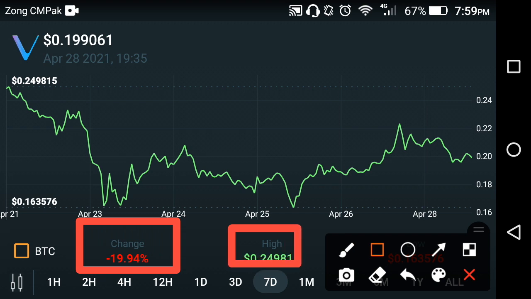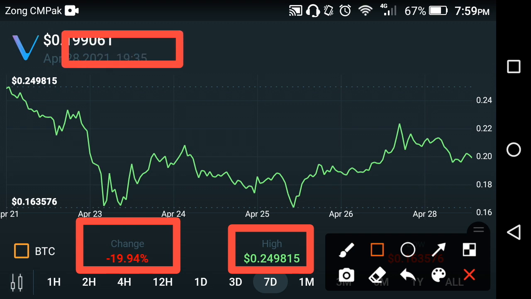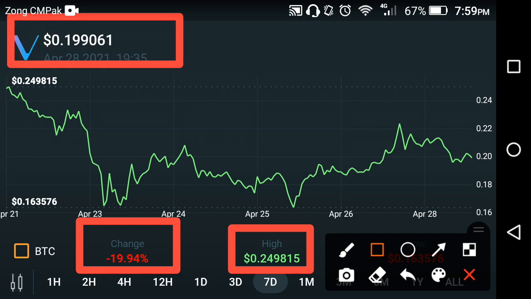If we talk about the highest price of Vechain, the highest price is about 0.249815 USD, and the current price of Vechain in the market at this time is about 0.199061 USD, friends.